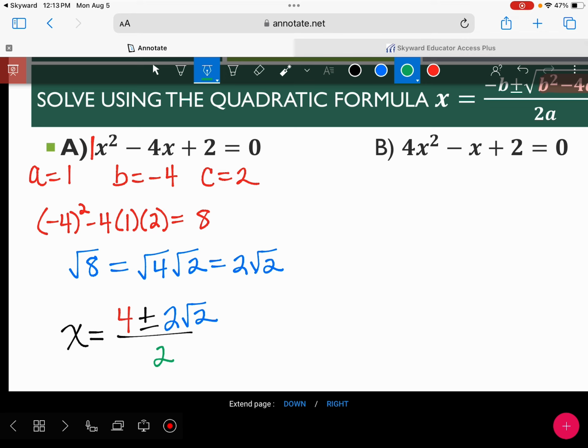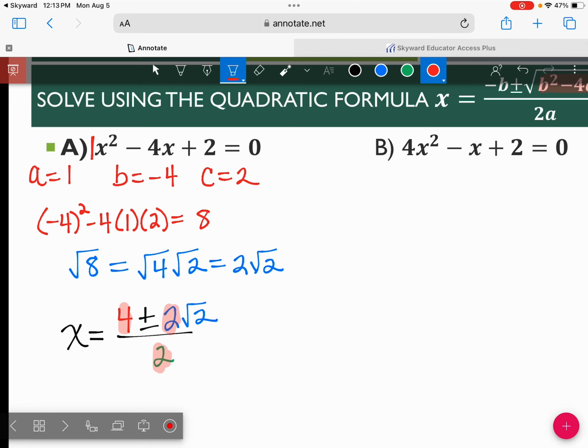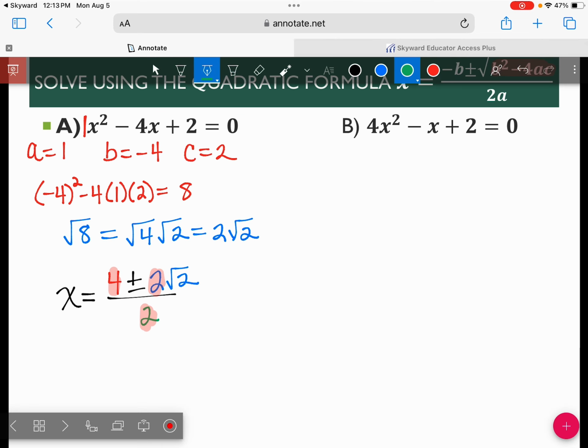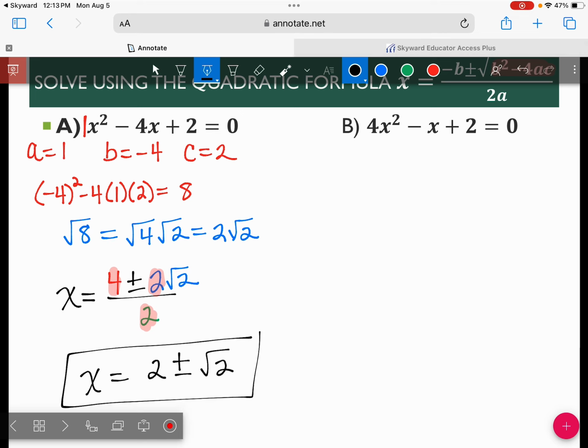If you left that on the test, I would be happy, but I would still take off a half point, because even though I'm really happy with that, there is something else we could do. We can reduce that. When you reduce it, you're looking at everything except what's underneath the square root. So looking at these 3 numbers, what can I divide into those 3 numbers? 2. So the answer that I'm looking for on our test would be 2 plus or minus the square root of 2. Now you could put it over 1, but you don't really have to do that. And that is your answer.